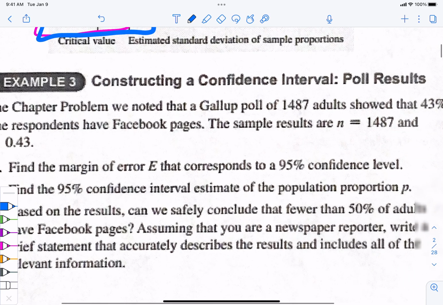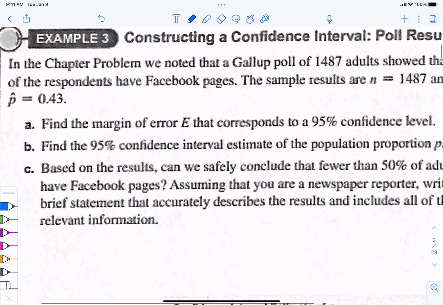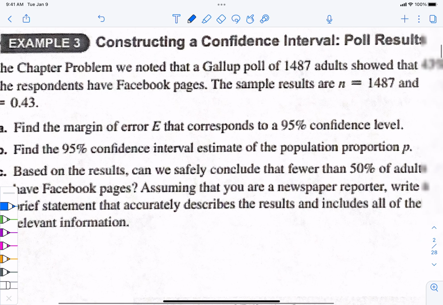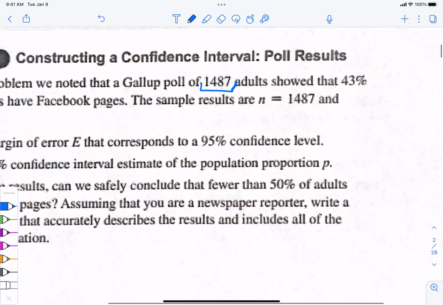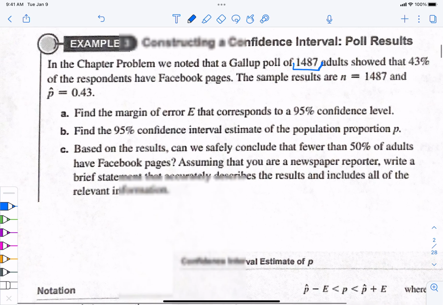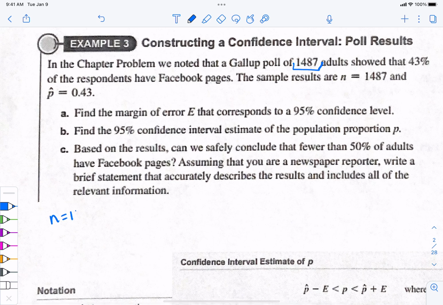All right, here we go. Constructing a confidence interval. We're going to actually do the full thing the first time through. In the chapter problem, we noted that a poll of 1,487 adults, okay? Let's write that down. What does 1,487 correspond to? N is 1,487. It showed that 43% have Facebook. Okay, what does that tell you? P hat is 0.43. Now, in our calculations, we need 2 other things.